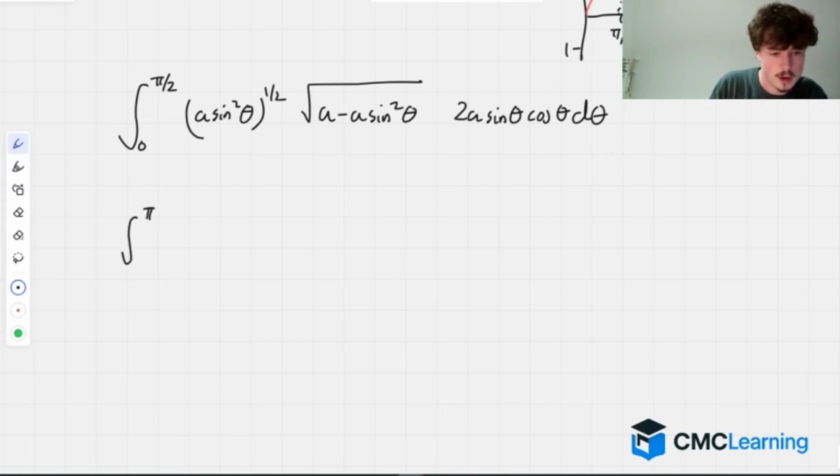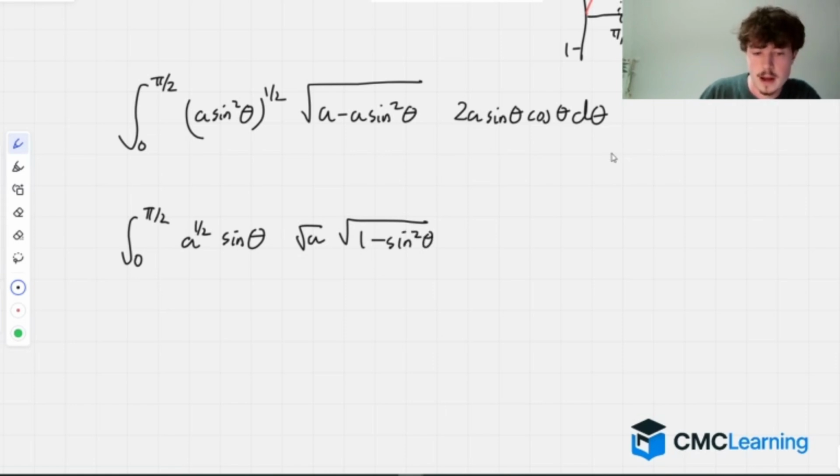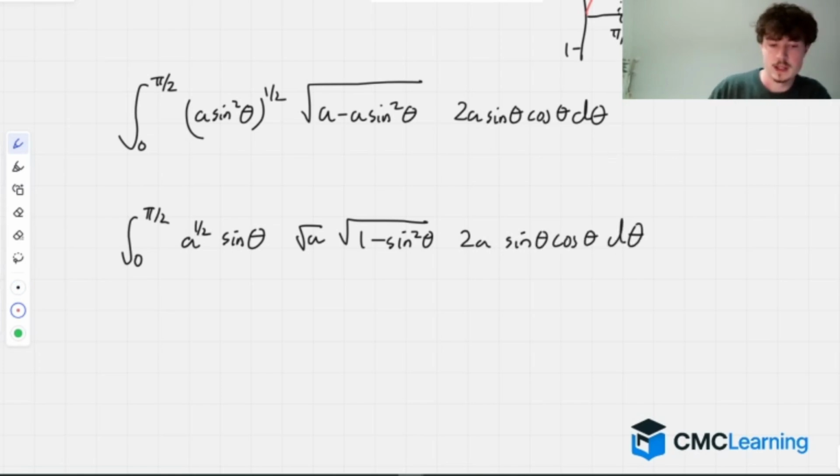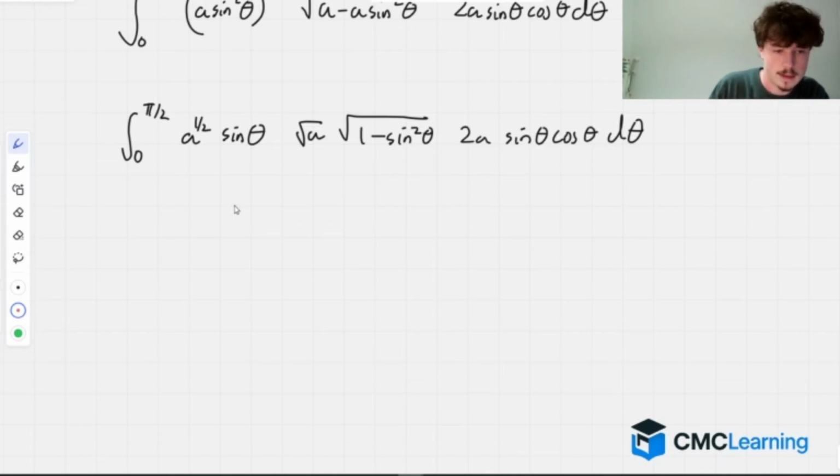First, we will try and collect like terms, so we will have a to the half sine theta, this is expanding out the brackets here. Next, we will take this and take the a out of the square root, where we can write this as root a times root 1 minus sine squared theta. Now we can write as well 2a sine theta cos theta d theta. Now we'll try to simplify this. So we can see that we have a to the half and a root a, and an a as well.